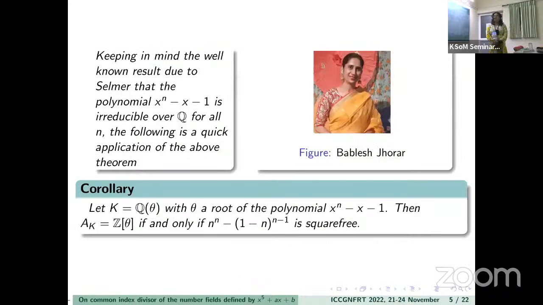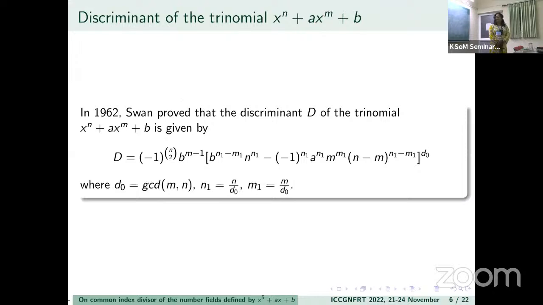Now we have the result by Selmer that any polynomial x^n minus x minus 1 over Q is irreducible. So this corollary is a quick consequence of the above theorem: if K equals Q(theta) with theta satisfying x^n minus x minus 1, then A_K will be equal to Z[theta] if and only if this term n^n minus (n minus 1)^(n-1) is square free.